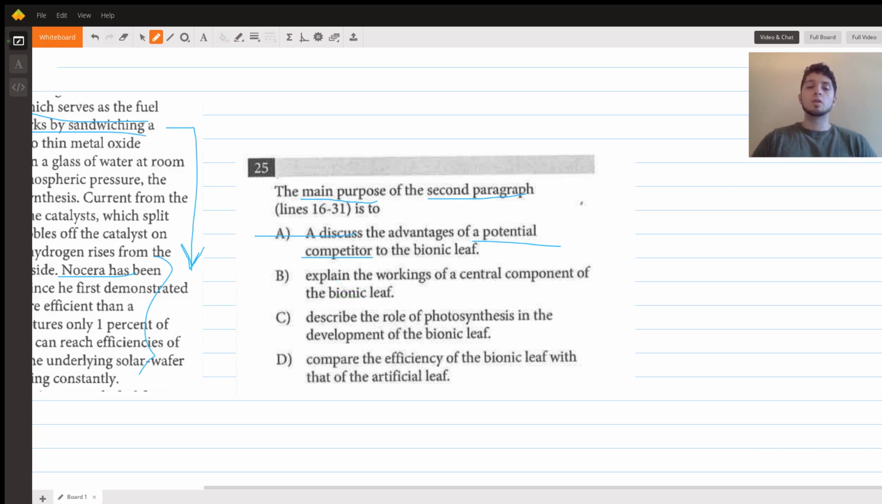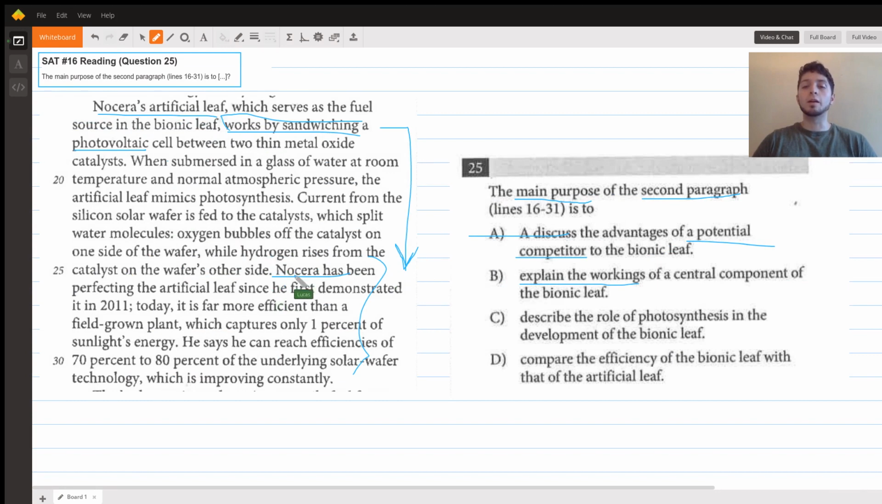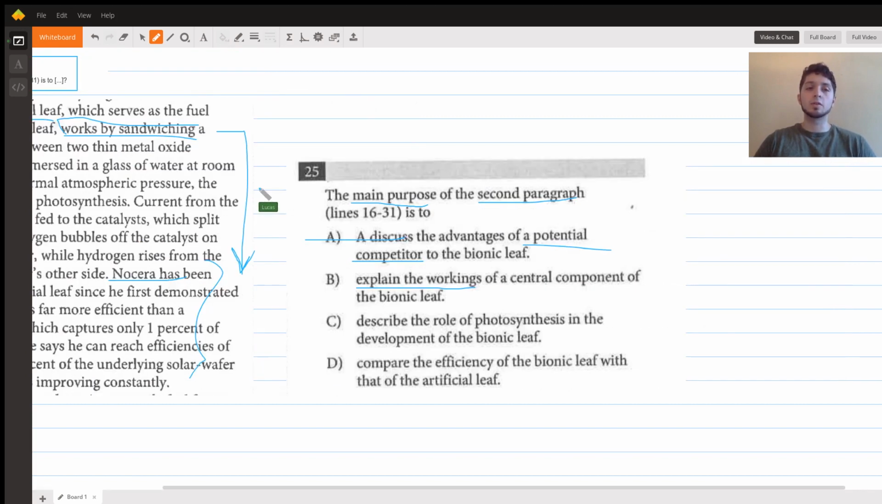So explain the workings pretty much makes sense, because explaining the workings of the artificial leaf is a really great way to characterize what's happening in the second paragraph. So it's a good answer choice.